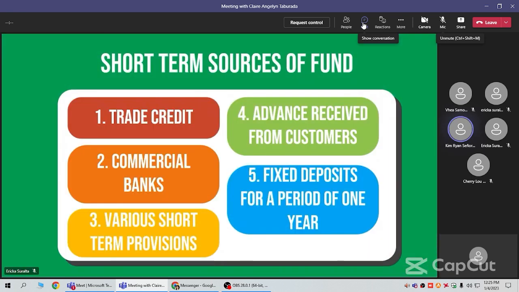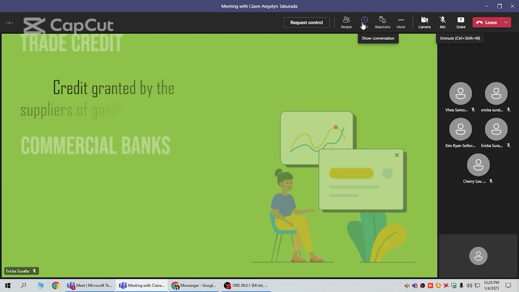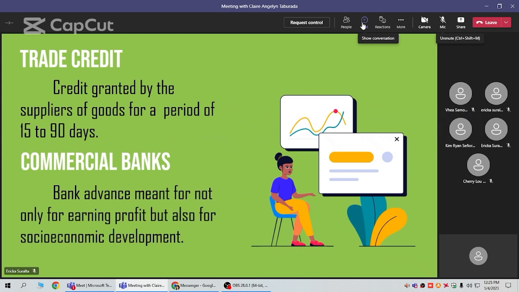So in short-term sources of funds, we have trade credit. In trade credit, credit is granted by the supplier of goods for a period of 15 to 90 days. And we have commercial banks: bank advances meant not only for earning profits but also for social economic development.